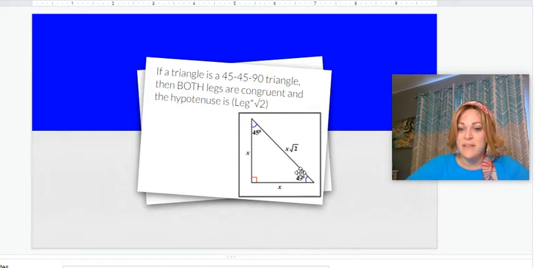What it says is if you have a 45, 45, 90 triangle, each of the legs, those are the sides that touch the 90, will be exactly the same. They're going to be congruent. The side across from the 90, the hypotenuse, will always be that x, whatever the side length is, times square root of 2.